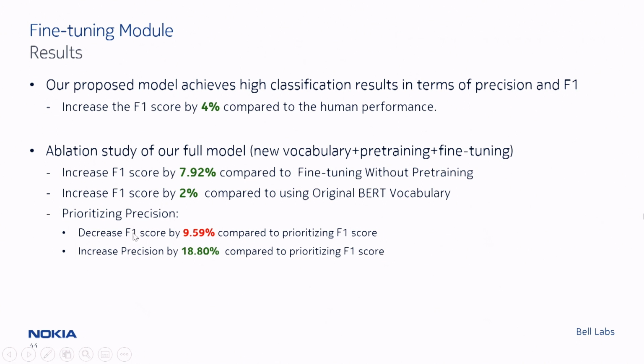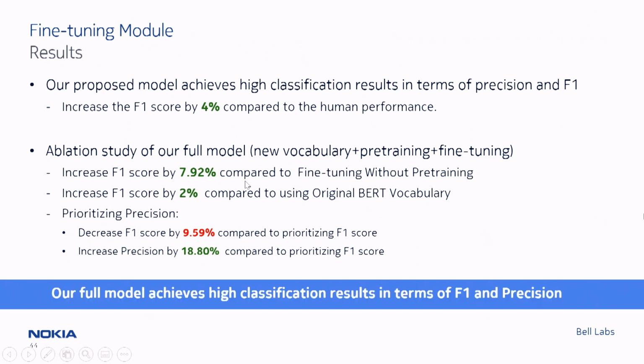When we prioritize the precision, we have a decrease in the F1. Of course, we have a decrease in the F1 score by almost 10% compared to prioritizing the F1 score, and we have a significant increase in the precision by almost 19% compared to prioritizing the F1 score. So overall, we can say that our full model achieves high classification results in terms of F1 score and precision.